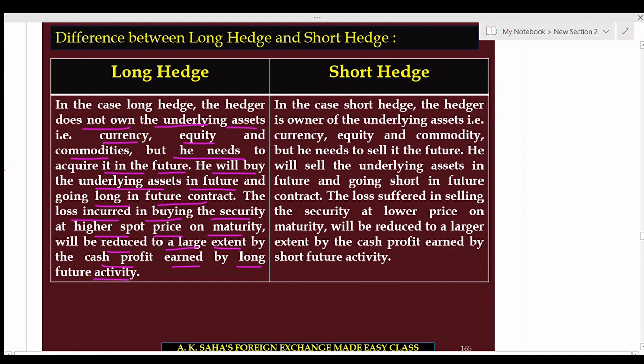Now comes the short hedge. In the case of a short hedge, the hedger is the owner of the underlying asset, that is currency, equity and commodity, but he needs to sell it in the future. He will sell the underlying asset in future and go short in a future contract. The loss suffered in selling the security at a lower price on maturity will be reduced to a large extent by the cash profit earned by the short future activity.